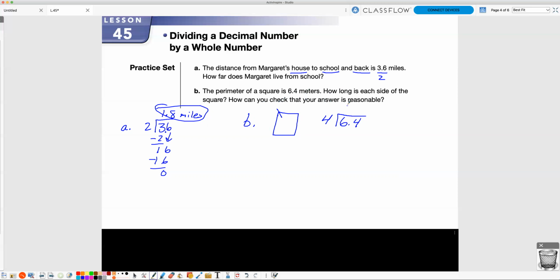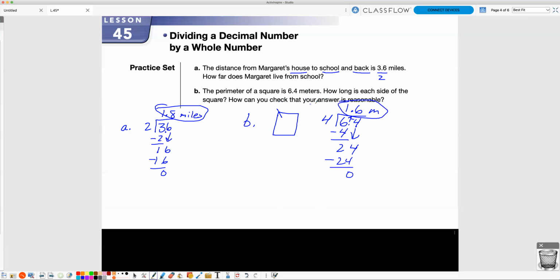6 divided by 4 is 1. 4 times 1 is 4. Subtract that, that'd be 2. Bring this down, this would be 4 right here. And then this decimal has to come straight up in the answer, right from the dividend. 24 divided by 4 now is 6. 6 times 4 is 24. There'd be nothing left over. So each one of the sides is 1 6/10 meters.